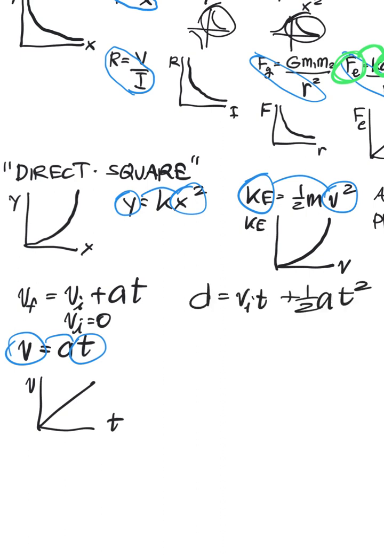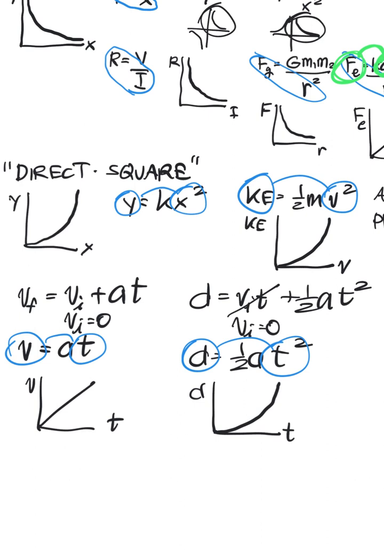But let's consider d is ViT plus 1/2 At squared, and again, if we set Vi equal to 0, then the ViT goes away. So I'm just left with d is 1/2 At squared. And if the acceleration is constant, which we know it is, that piece becomes constant, and it's really the relationship between d and t squared. So we were just talking about the direct square proportion, and this is why the graph slopes upwards when you have a d versus t graph for accelerated motion.